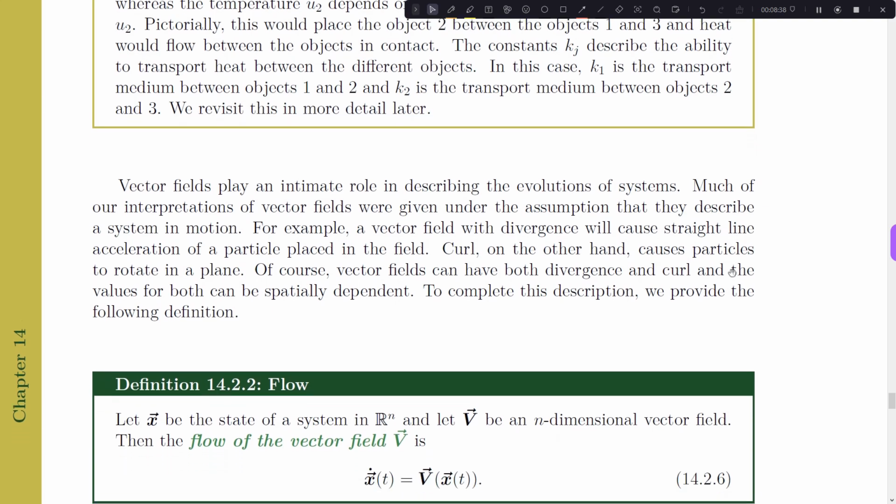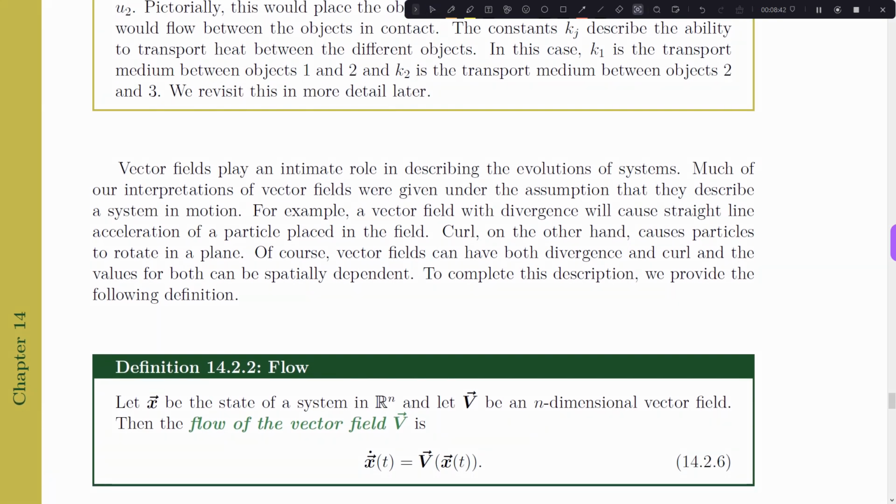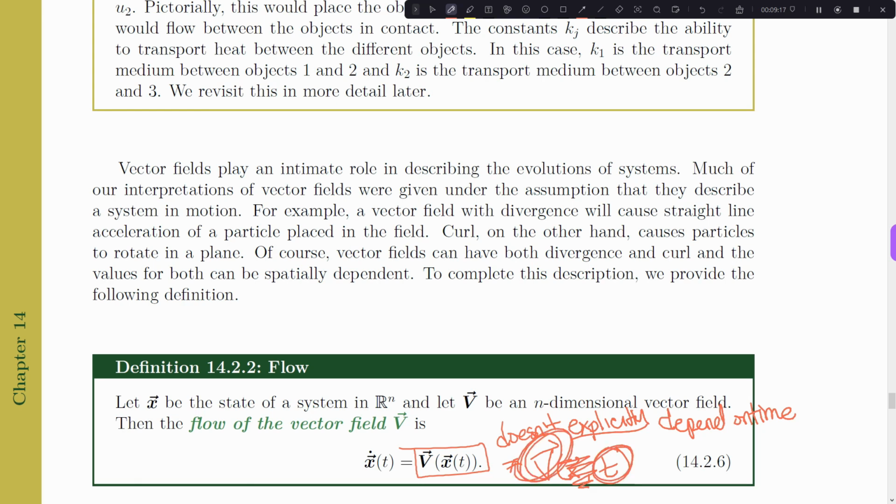So the idea of flow is a little bit broader. Here we're going to have a vector field, but it's not going to depend on time. Hopefully everybody sees that. It doesn't explicitly depend on time. What I mean by that is that this is not v of the vector x comma t, okay, in the sense that the field itself does not evolve in time. It only depends on x, and x is allowed to evolve in time.